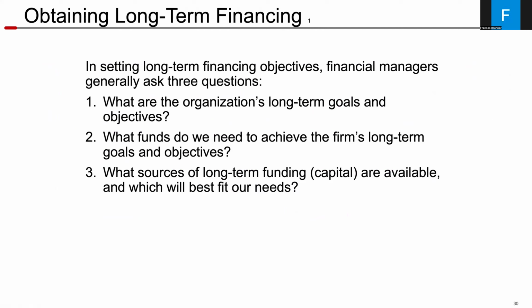So, in setting long-term financing objectives, financial managers will generally ask three questions. What are the organization's long-term goals and objectives? What funds do we need to achieve the firm's long-term goals and objectives? And what sources of long-term funding, capital, are available and which will best fit our needs?